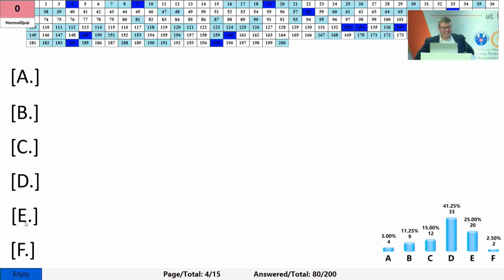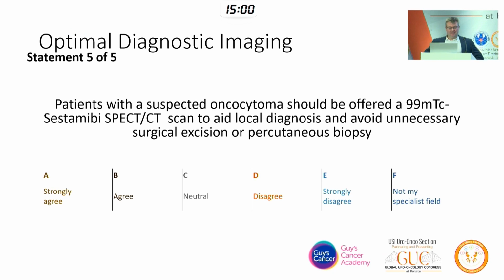So the last statement in this section, patients with a suspected oncocytoma should be offered a sestamibi SPECT CT to aid local diagnosis and avoid surgical excision or percutaneous biopsy.